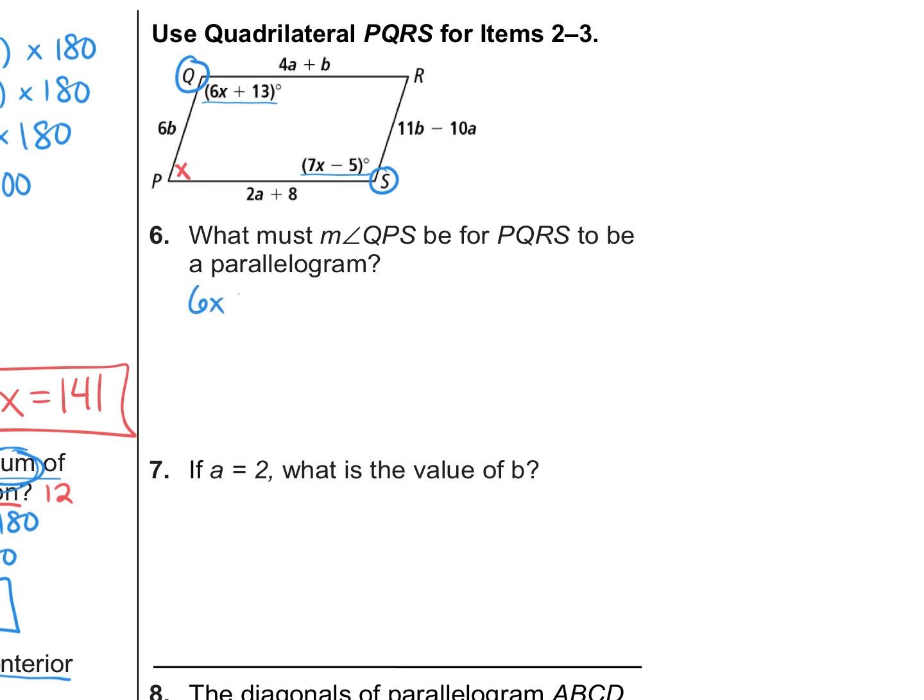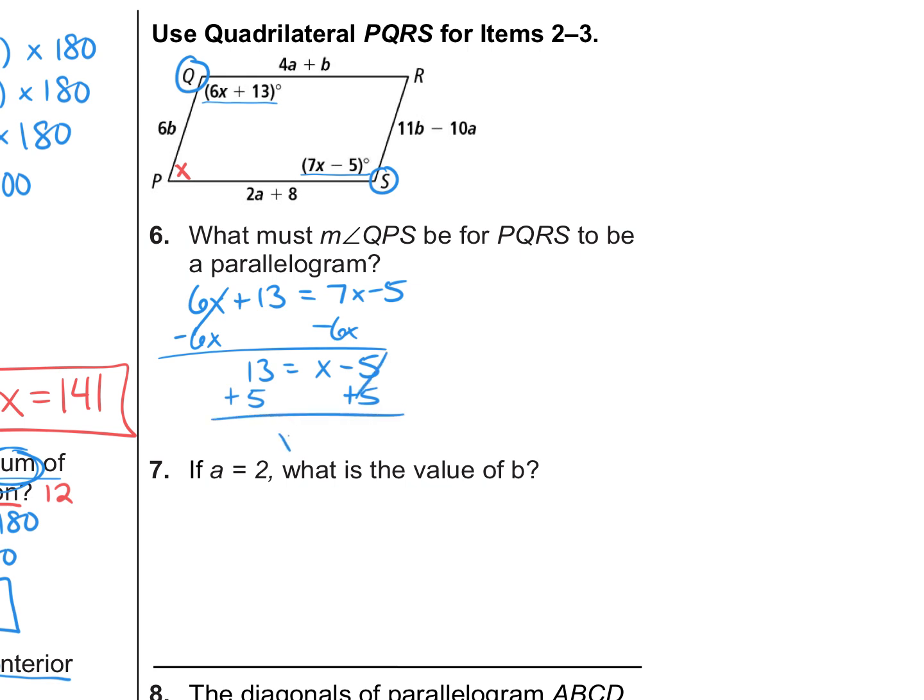We have 6x plus 13 equals 7x minus 5. So we solve. 13 equals x minus 5. Last step. Add 5. What'd you get for x? X equals 18. How does that help us?